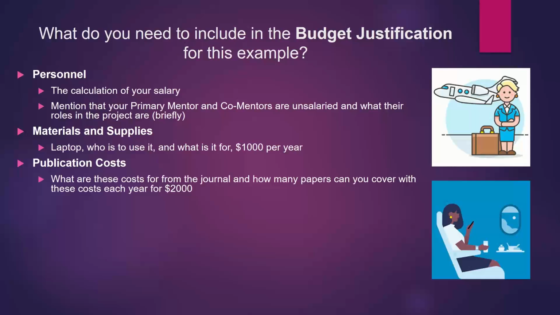Publication costs. What are these costs for from the journal, and how many papers can you cover with these costs each year for $2,000? In my case, I know the place I want to publish the paper is open access, and it costs $2K just for one paper, so I'm going to say that.